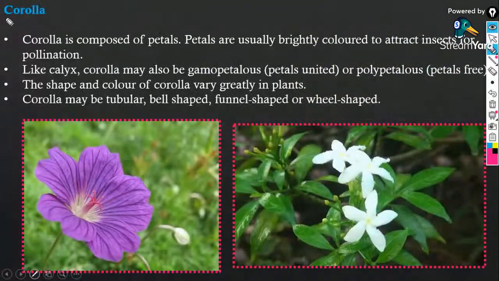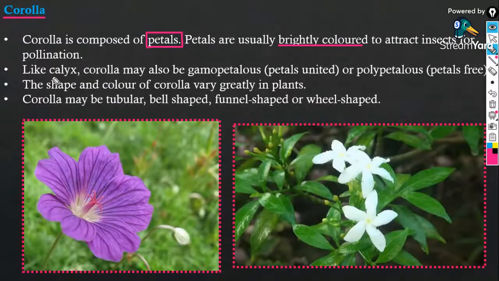Next is the corolla. Corolla is composed of individual units known as petals. They are usually brightly colored to attract insects for pollination. Yes, in hibiscus you will find the gamosepalous condition. The sepals are fused. In hibiscus, China rose, you will find gamosepalous.